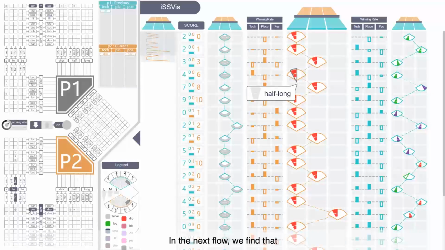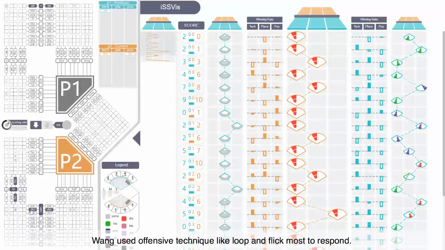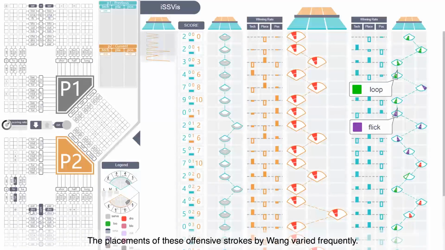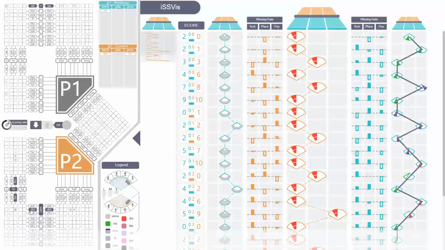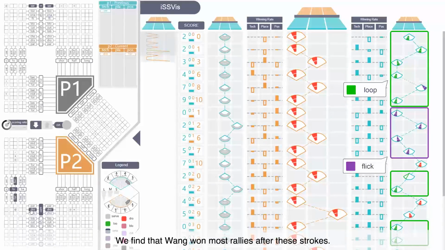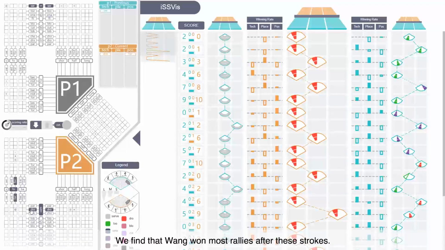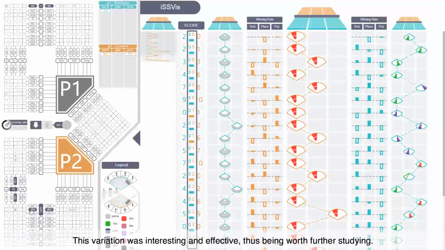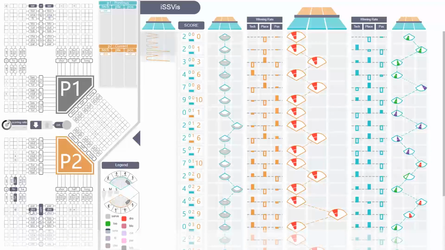In the next flow, we find that One used offensive techniques like loop and flick most to respond. The placements of these offensive strokes by One varied frequently. In contrast, the techniques employed did not vary so frequently. We find that Wang won most rallies after these strokes. This variation was interesting and effective, thus being worth further studying.